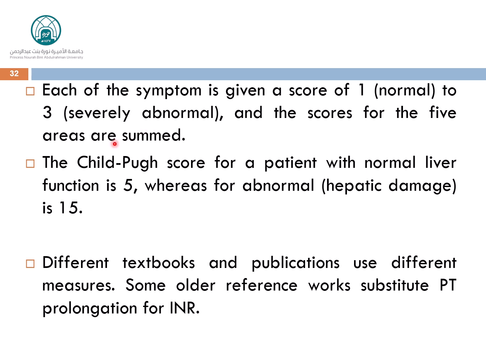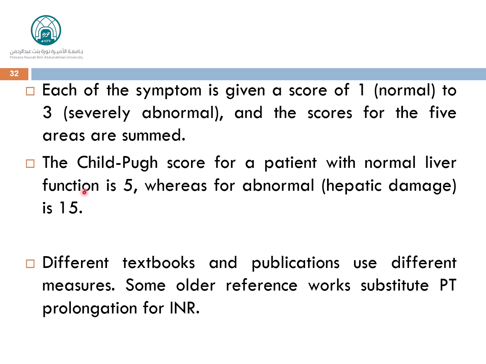The Child-Pugh score for the patient with a normal liver function is usually 5. It is the least value, the lowest value for the Child-Pugh score. Whereas for abnormal, completely hepatic damage, it is 15.